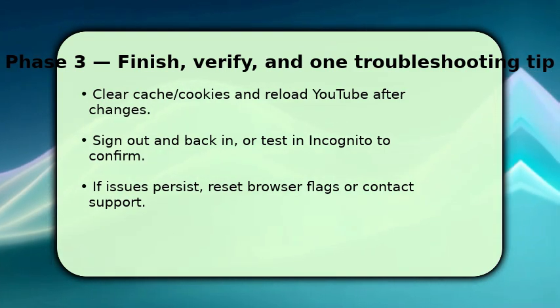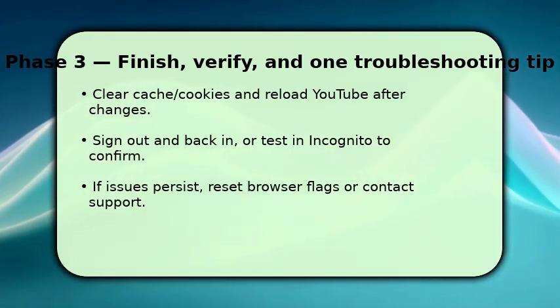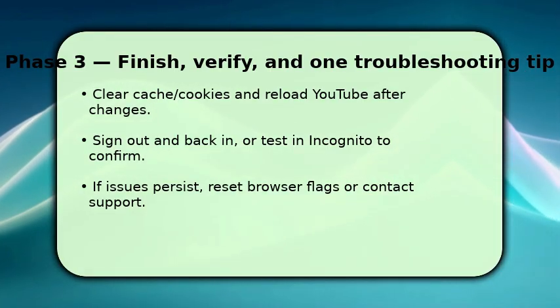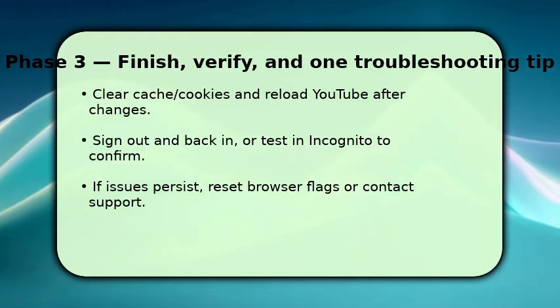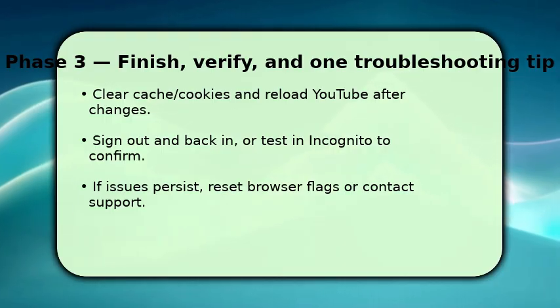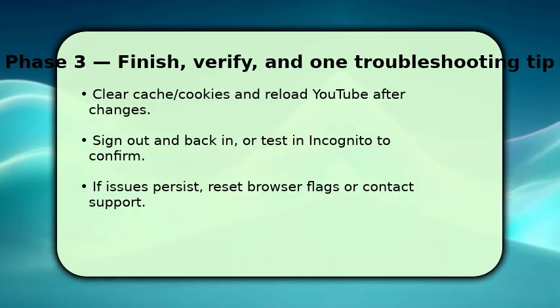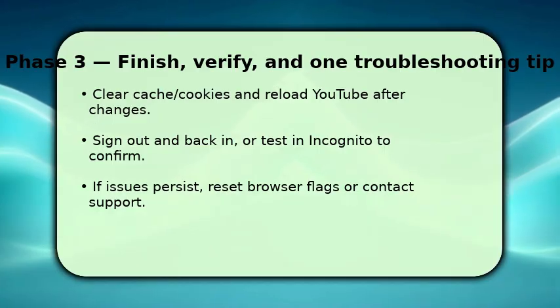If you still see experiments, sign out and sign back in, or open an incognito window to rule out account sync. As a final step, check browser Chrome //flags, or Edge //flags for related feature flags only if you changed them before. Reset flags if needed. If problems continue, document the experiment names and contact YouTube support for targeted help.